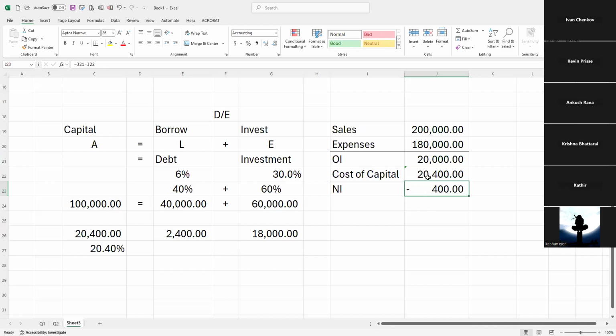So when are you going to have that money? When you're generating operating income of how much? 20,400. If you generate operating income of 20,400, you're going to have enough to pay for the cost of your capital. And if these people say, I want my money back, you just pay them the money back and you're going clean. Is there anything for you? No, zero.